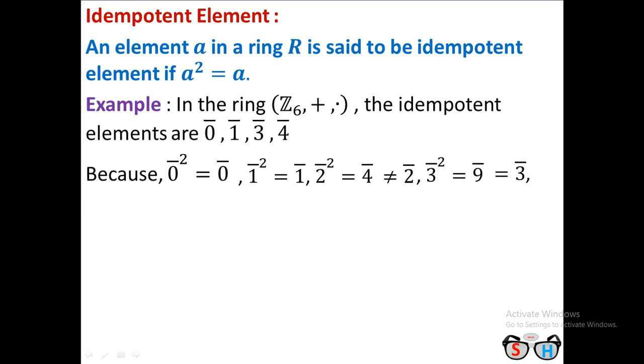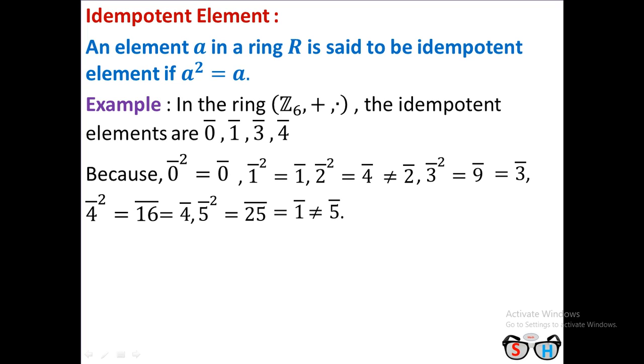Now if we take 4 bar, then 4 bar square means 16 bar. If you divide 16 by 6, the remainder will be 4, that is, this is 4 bar. Therefore 4 bar is an idempotent element. But 5 bar square means 25 bar. If we divide 25 by 6, the remainder will be 1 bar. That is, 25 bar equals 1 bar, but it is not equal to 5 bar. Hence 5 bar is not an idempotent element.